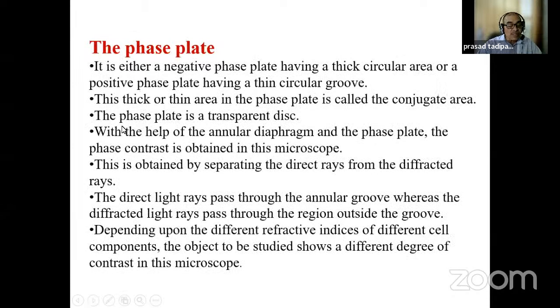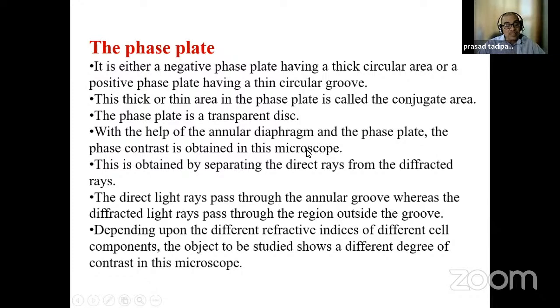Another important component in the phase contrast microscope is the phase plate. It is either a negative phase plate having a thick circular area, or a positive phase plate. We can use any one. This thick or thin area in the phase plate is called the conjugate area, and the phase plate is a transparent disc. With the help of the annular diaphragm and the phase plate, the phase contrast is obtained in the microscope.